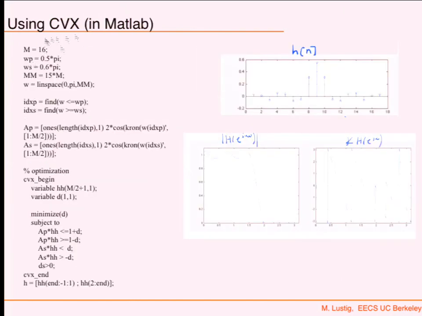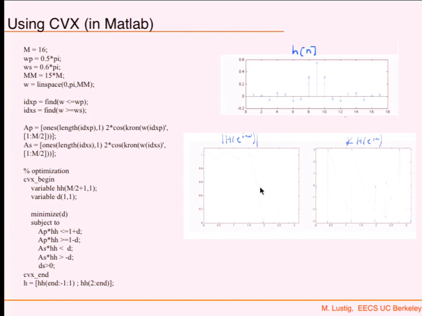Here's an example of this min-max optimal design, using CVX in MATLAB. Basically, I set what M is, and MM is 15 times M. I construct the vectors of the omegas, make the matrices AP and AS, and then I just prescribe these constraints. Then I run it and solve it, and I get this filter, which was an equiripple design. Sweet.